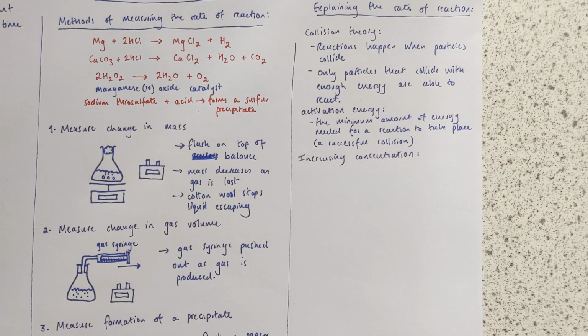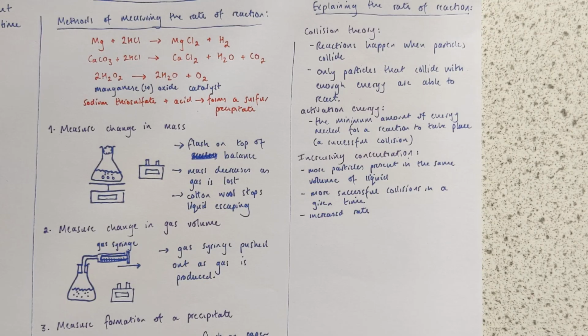So the first thing we might change is the concentration. So if we increase the concentration of, for example, an acid, we would expect the reaction to speed up. In terms of how we explain it, we've got a 3 bullet point explanation. So if you've got a higher concentration in the reaction, you've effectively got more particles of that reactant present in the same volume of liquid. Because there's more particles, there's going to be more collisions, and more collisions means more successful collisions. So there's more successful collisions in a given amount of time, for example per second, and that leads to an increased rate of reaction.